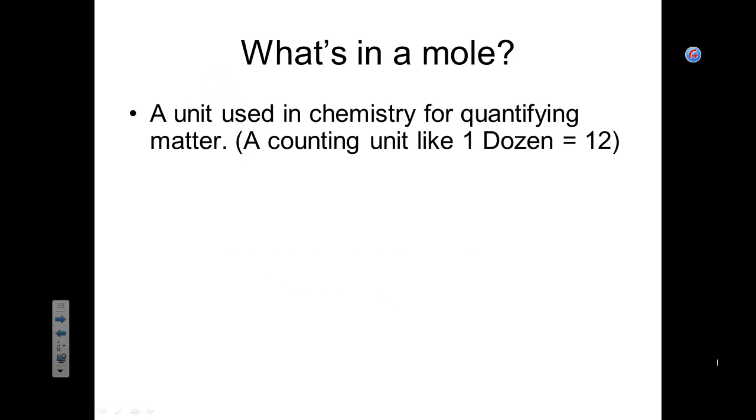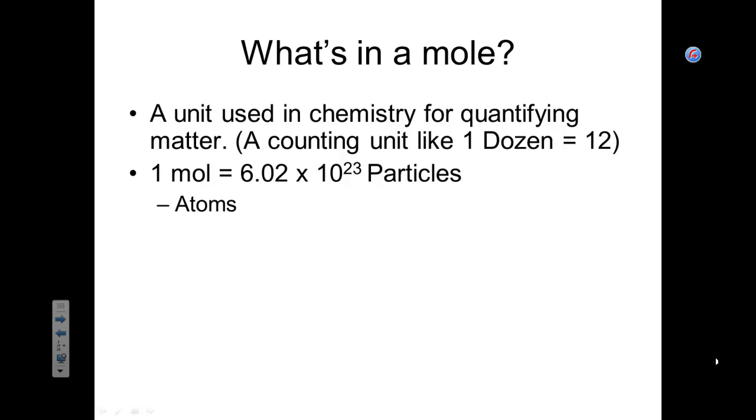Well, a mole is a counting unit that we use in chemistry for quantifying matter. Much like a dozen is always 12 of something, a mole is always 6.02 times 10 to the 23rd of something. The somethings we're talking about in chemistry are usually atoms or molecules. Molecules are particles that are made up of more than one atom, like water is made up of 2 atoms of hydrogen and 1 atom of oxygen.